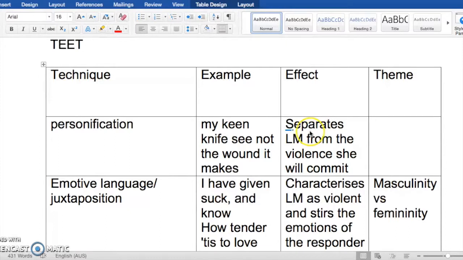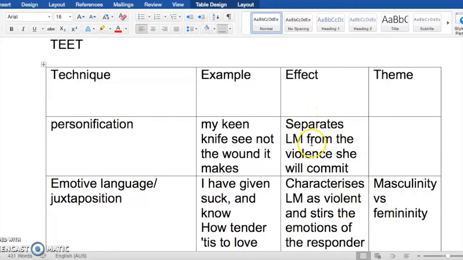So if we look at the effect, it separates Lady Macbeth from the violence she will commit, and it shows that she's actually a very weak person because she isn't convinced of what she's doing and she feels guilt regardless of how she portrays herself to Macbeth. She's actually not happy about it.